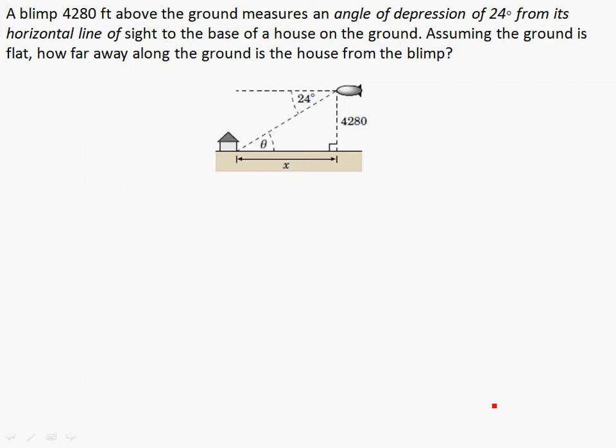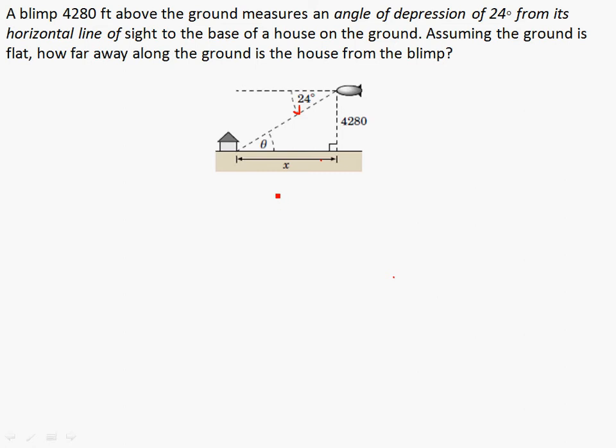A blimp is 4,280 feet above the ground, with an angle of depression. Part of this is I want you to get a little bit of vocab in here as well. An angle of depression is measured from a horizontal line again, but depress is to push down, right? So an angle of depression is always measured down. So that's what's given to me. Horizontal again, and we have a home over there, and what we're after is actually the distance from the blimp to the house along the ground. So how can I find that?